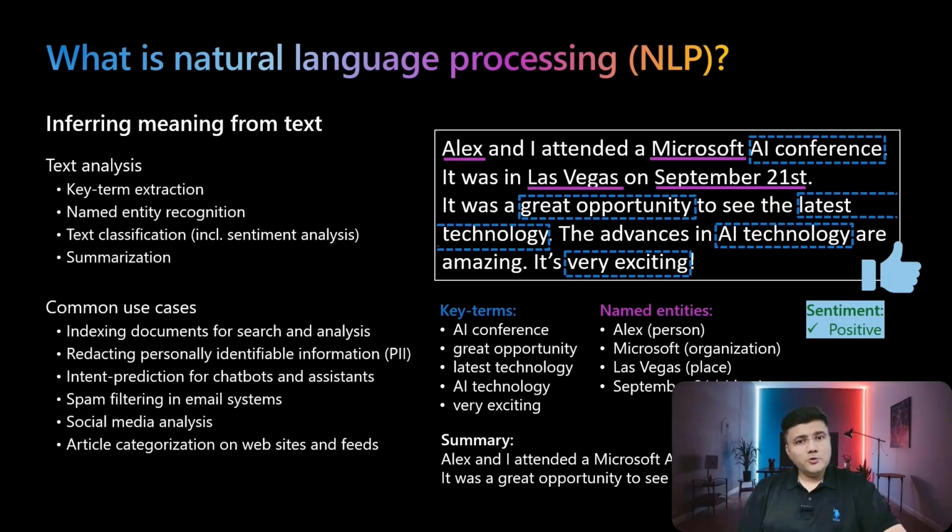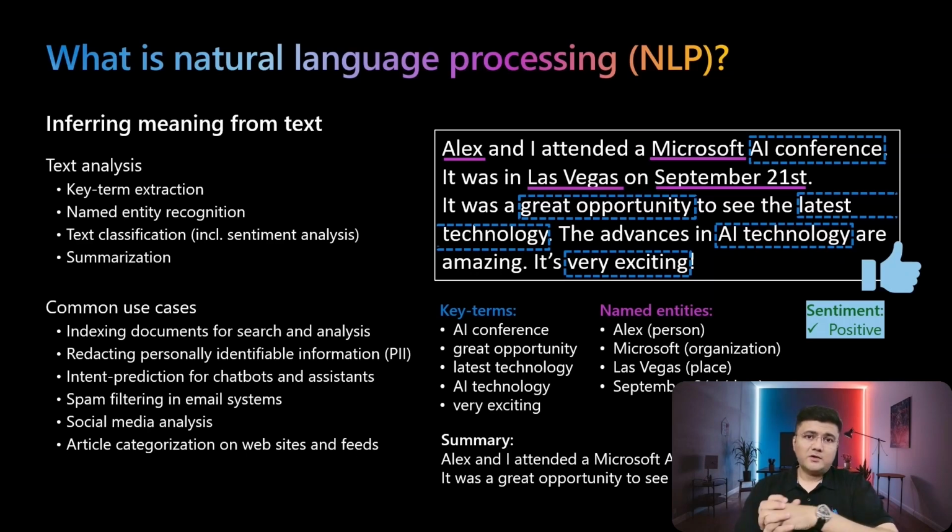Now, where can you use this? That's an important question, and the answer is mentioned here. You can use this for indexing your documents for search and analysis, where we do not need a lot of content, we want some meaningful content. Another use is redacting personally identifiable information. Think about scenarios where you have to identify PII, like a person's name, email ID, phone number, or address.